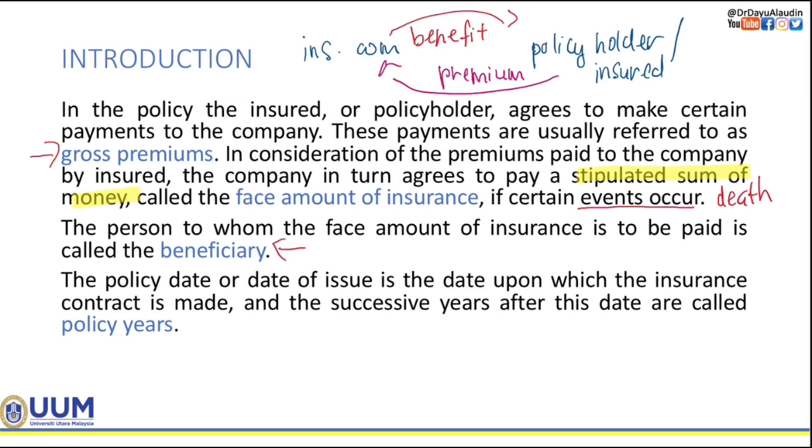And the policy date or date of issue is the date upon which the insurance contract is made, and the successive years after this date are called policy years. So from the policy issued until the successive years before the event occurred, we call it policy years.